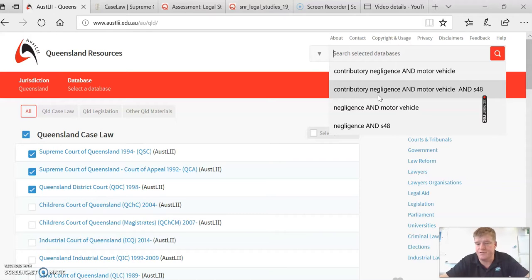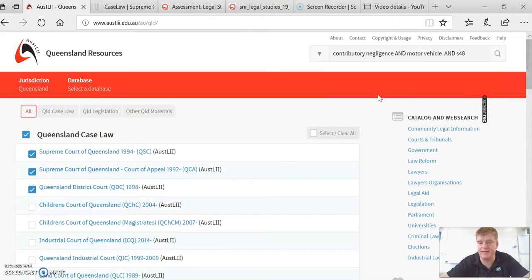So we're interested in contributory negligence, motor vehicles, and you can see, like, we could put cars, but generally in the case they're referred to as motor vehicles. So that's going to help us. And we're interested in section 48 of the relevant act. So let's have a go and see how, once we've put that together, you can see there's a little bit of trial and error. You're going to have to do the same. A lot of this searching through databases is going to take some patience and some trial and error.